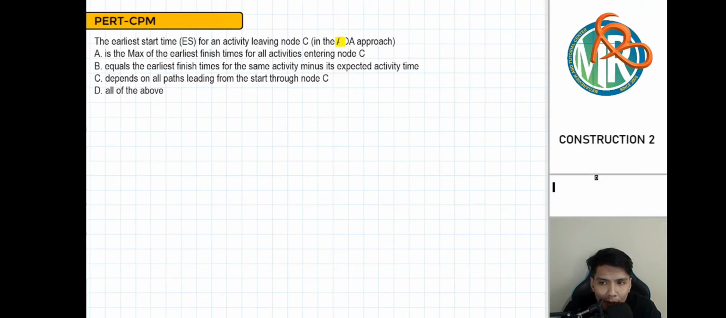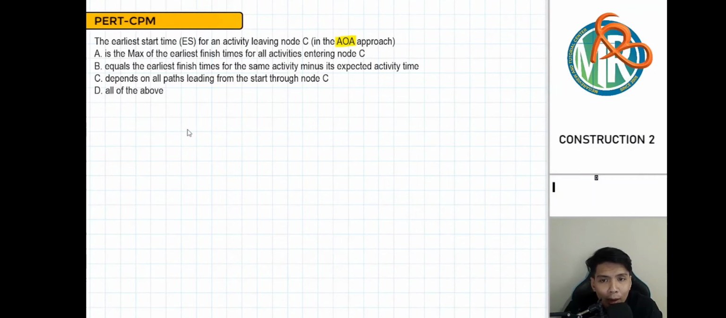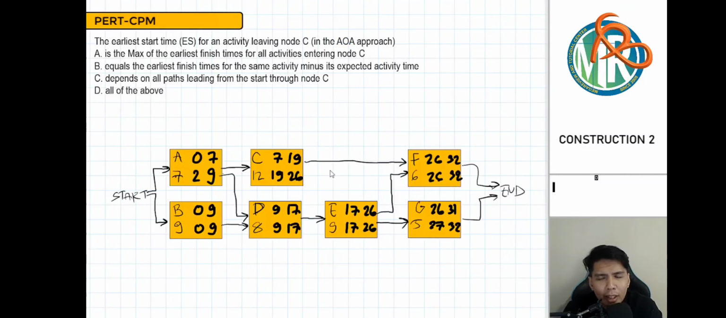So ang ating pinapagamit sa atin dito sa problem is activity on arrow. Ang concept dito is parehas lang din naman when you use activity on nodes, kasi pinag-uusapan dito is pag-solve ng early start time. Paano ba yung sinasolve? Okay, so tignan natin yung previous equation, kopyahin natin yung data, let's say ito na yan. And check natin paano ba tayo nagsosolve ng ating early start time. Paano nga sinasolve ng early start time?